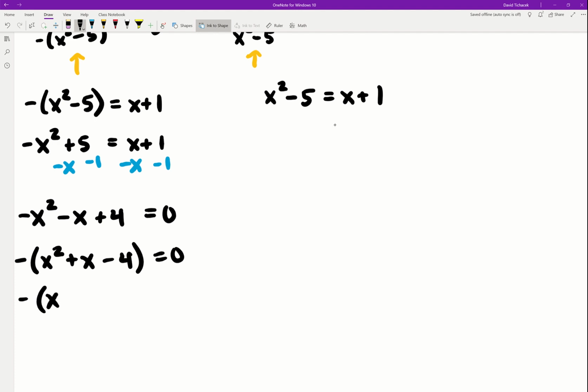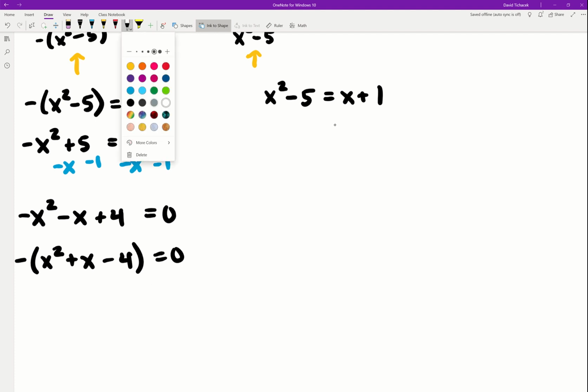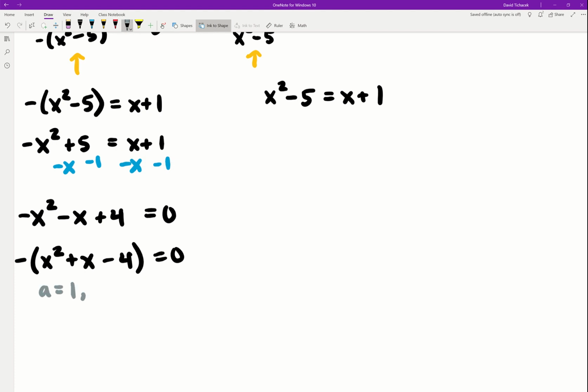We would end up here with x, and then looking for two numbers that multiply to make negative 4 but add to make positive 1. Is that going to work out for us here? Let us see. I don't believe that will factor, unfortunately. So we are going to have to use the quadratic formula to perform the rest of this. And so keep the quadratic formula pretty handy because it comes up, right? So a is equal to 1, b is equal to 1, and c is equal to negative 4 here.